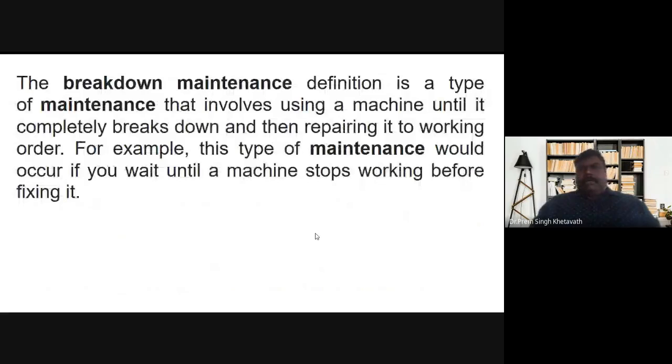So breakdown maintenance is a type of maintenance that involves using a machine until it completely breaks down, then repairing it to working order. For example, this type of maintenance would occur if you wait until the machine stops working before fixing it, which is not advisable.